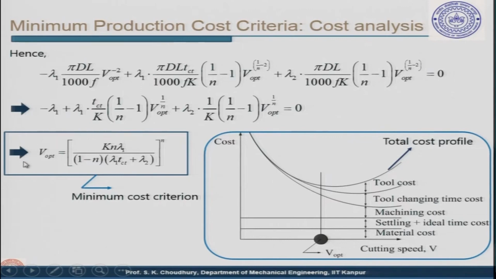Now, if we draw the curve with the cutting speed on the x axis and the cost along the y axis, what you will find is that this total cost profile will consist of 5 costs. One is the raw material cost, second is the idle time and the settling time cost, third is the machining cost per piece, fourth is the tool changing cost per piece, and fifth is the tool cost per piece.